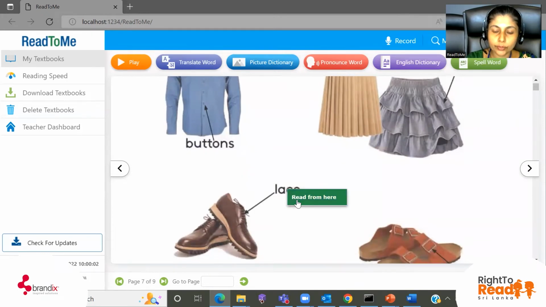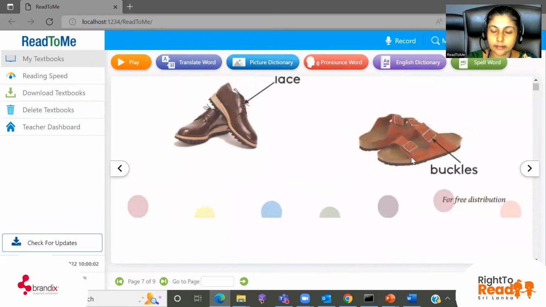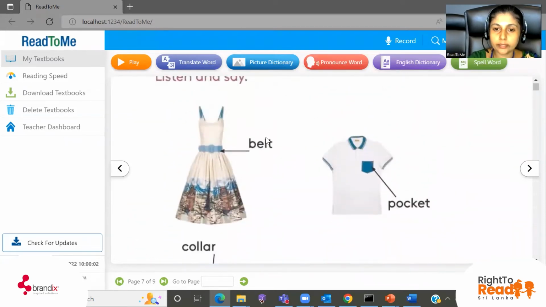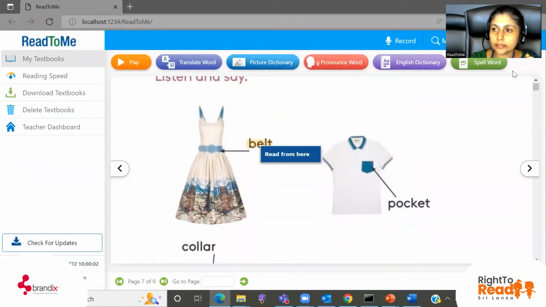In a shoe, you can see lace, and also buckles sometimes. Buckles. In these sandals, a pair of sandals, you can see buckles. Shoes also sometimes have buckles. Okay, can you read these words again? Shall we check how to pronounce these words?